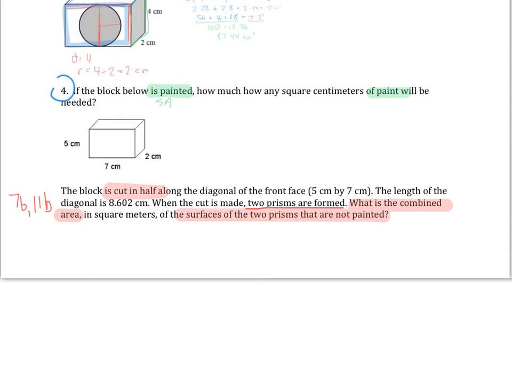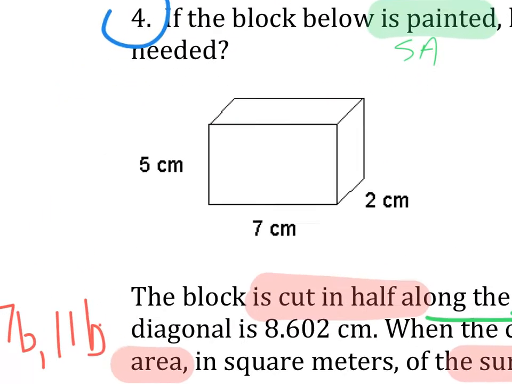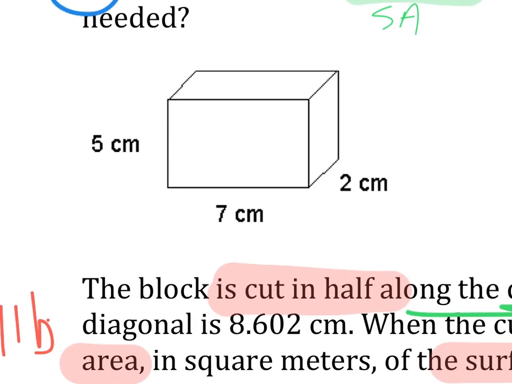The cut is made along the diagonal of the front face. And that front face is 5 by 7. So that would be this one right here. Okay, so it's made along the diagonal. Diagonal means from corner to corner. Draw this on your paper. I have a lot of you trying to do this in your head, and it shows because you're getting the dimensions wrong. So along the diagonal would be this line right here.